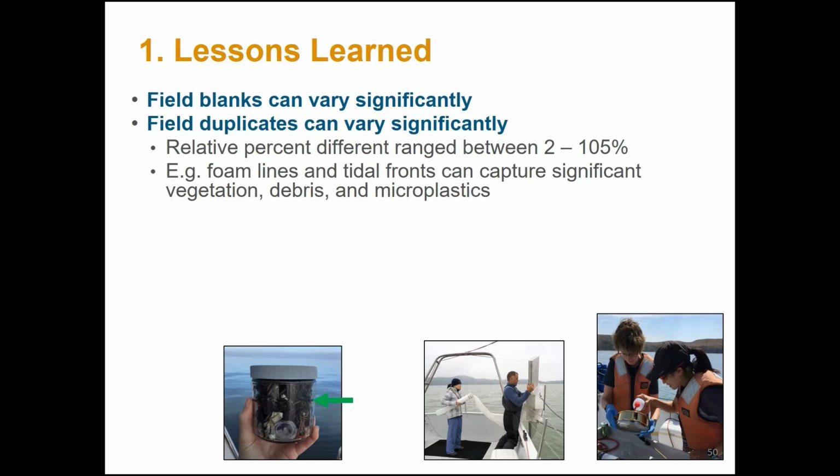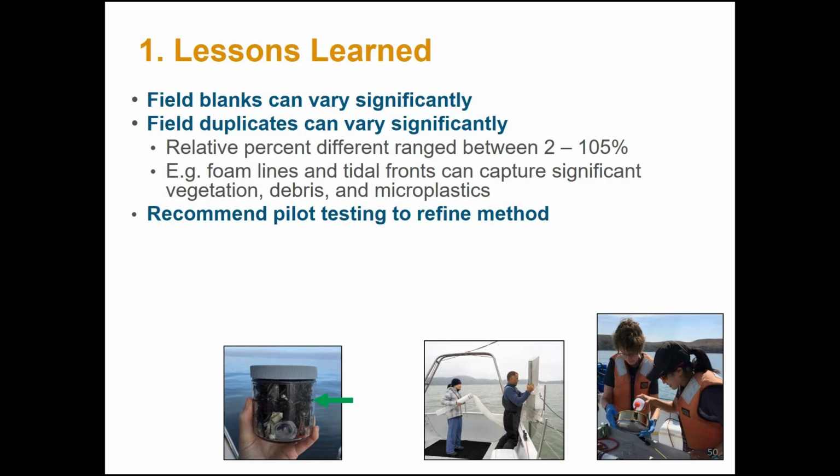Liz earlier mentioned that it's really important to note foam lines and tidal fronts because these are locations that can trap vegetation, debris, and including microplastics. And so if you're pulling your manta trawl through these foam lines or tidal fronts, you can capture a much higher concentration than outside of these areas.